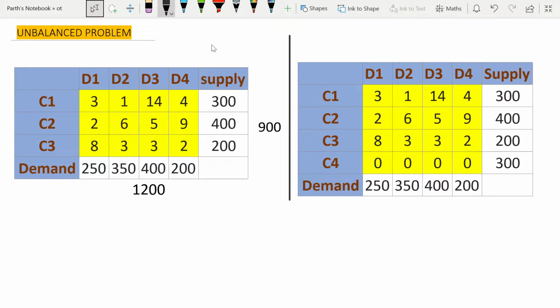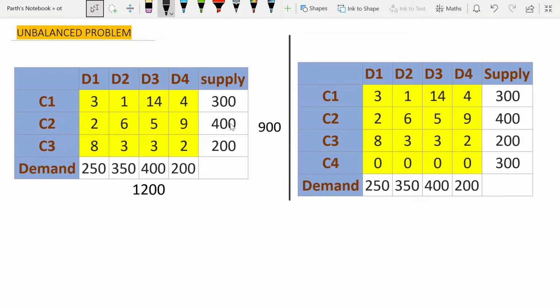In today's video, we will see how to solve unbalanced problem. Till now, we have discussed how to solve balanced problem for transportation problem using northwest corner cell method, least cost method, and column minima method. In all that three cases, we were having balanced problem. So today we'll see how to solve unbalanced problem, and to solve the unbalanced problem, we have to first convert it into balanced problem. So first of all, what is unbalanced problem?